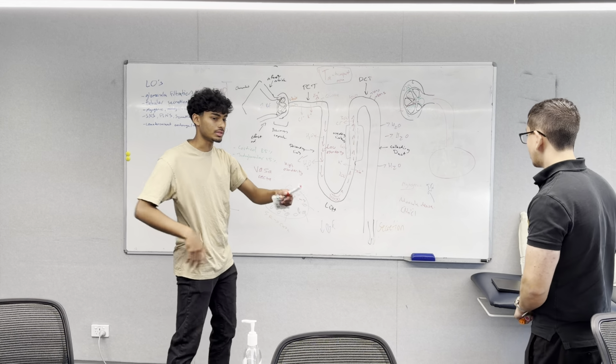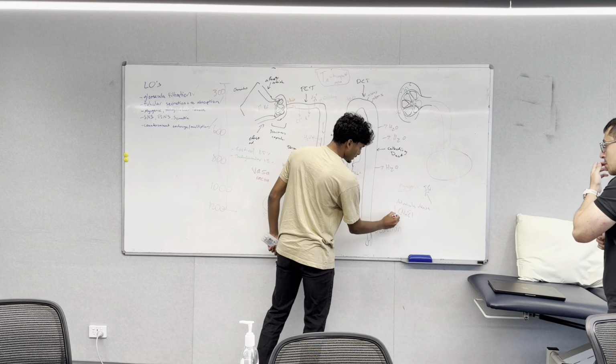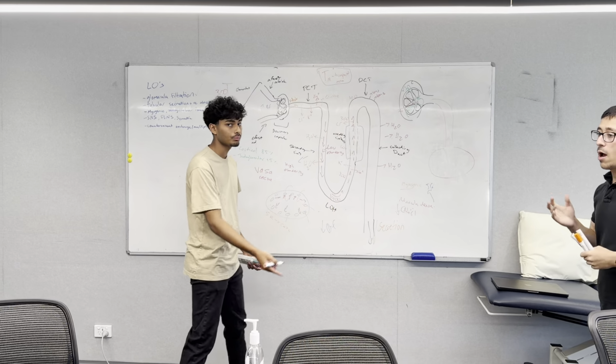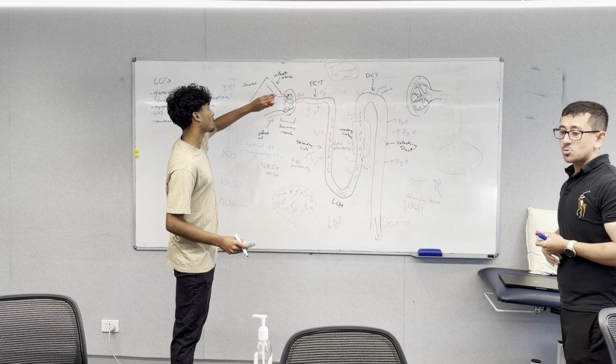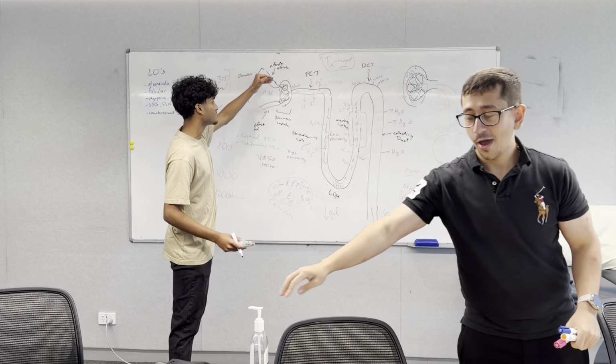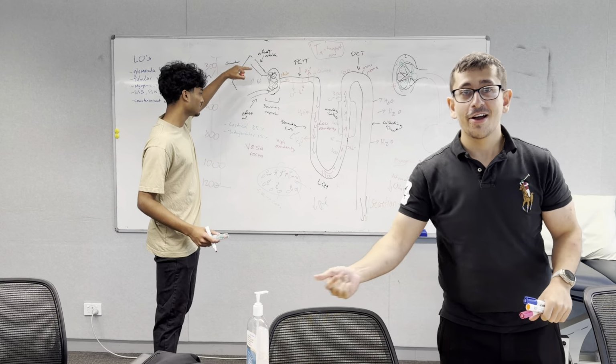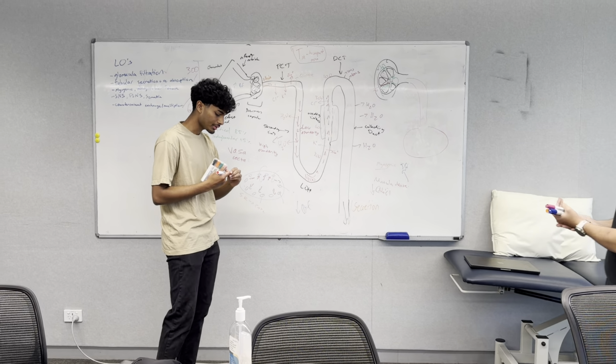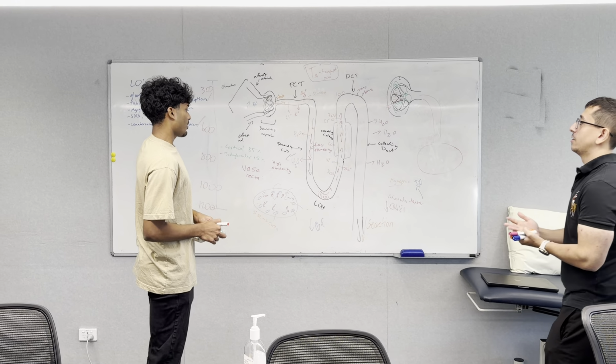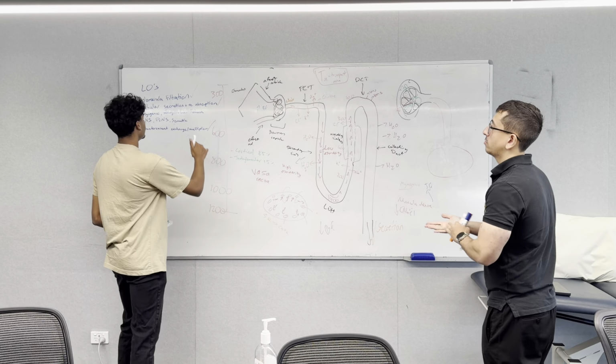Yep, and then the exact opposite happens when there is a decrease in sodium chloride. What it'll do is it will vasodilate this arteriole to increase the amount of blood entering the glomerulus. Very good. Okay, so we have done this one now.